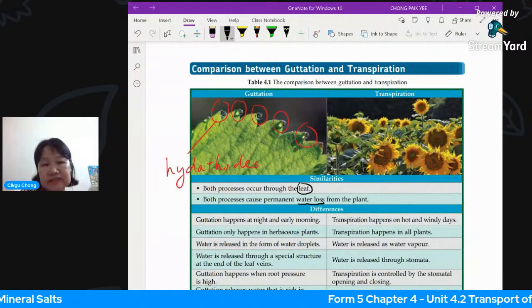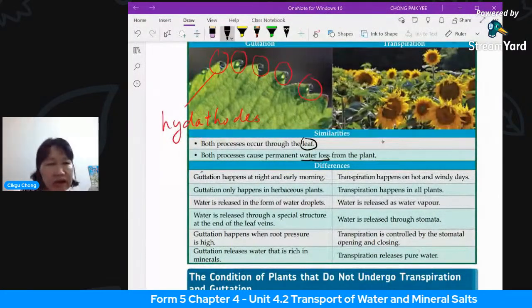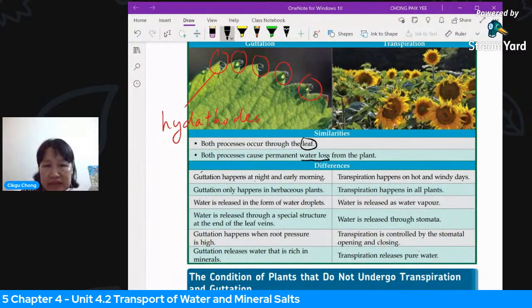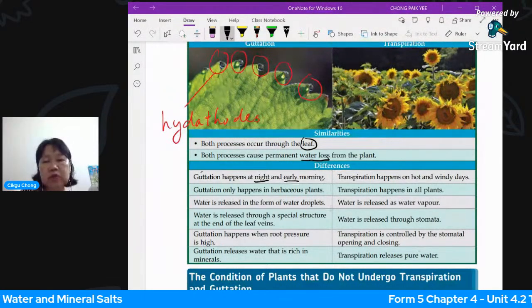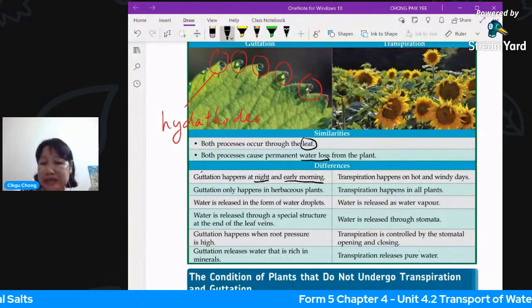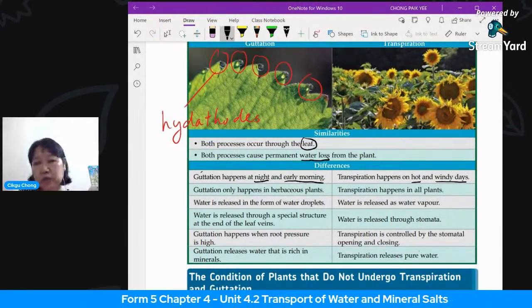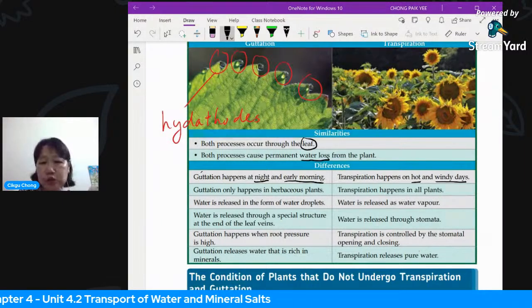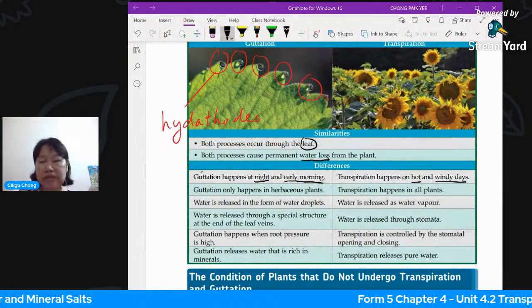Differences. Guttation happens not in the afternoon when it's very hot. In the afternoon, it will be transpiration. But at night, when it's very cooling, and early morning also when it's very cooling and the humidity is high. For transpiration, it happens on hot and windy days. So in the afternoon, daytime, when it's bright and sunny, you will have transpiration instead. Transpiration happens in all plants.